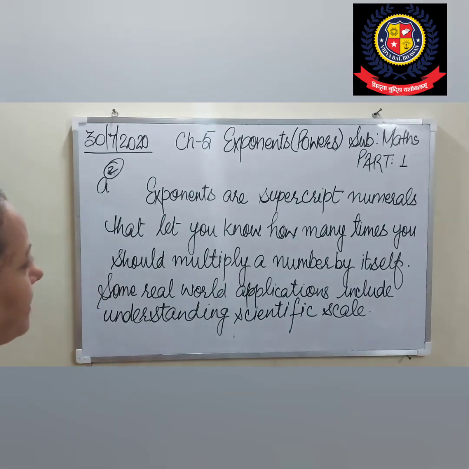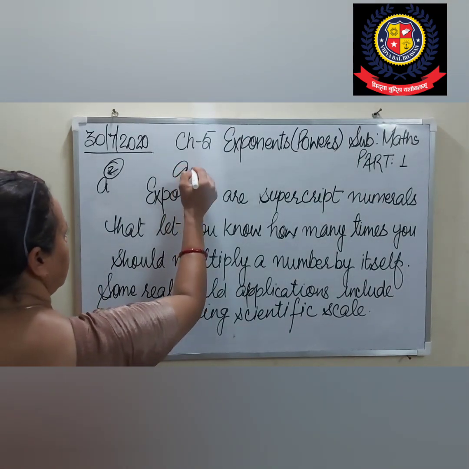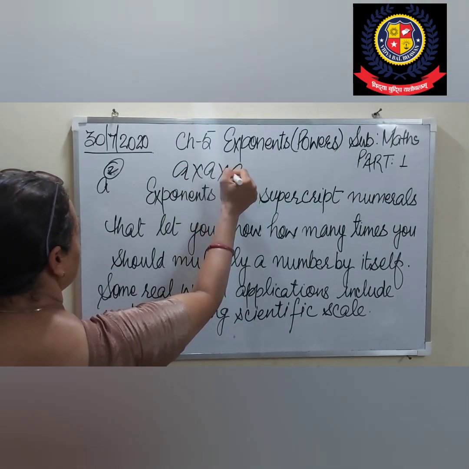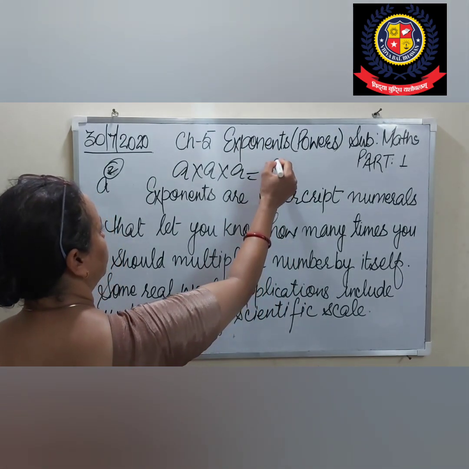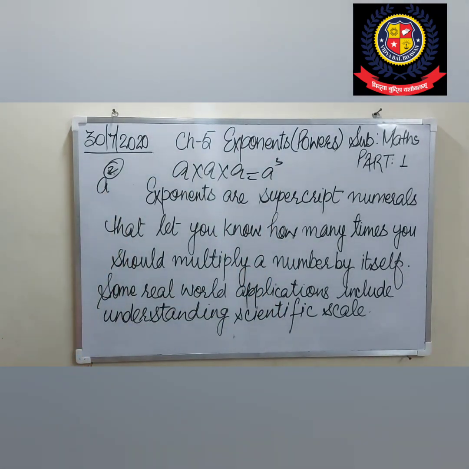Like if I am multiplying a 3 times, what can we write? A cube, where the superscript is 3 on a. So the number multiplying itself is known as the exponent, right? And how many times we multiply is up to us.